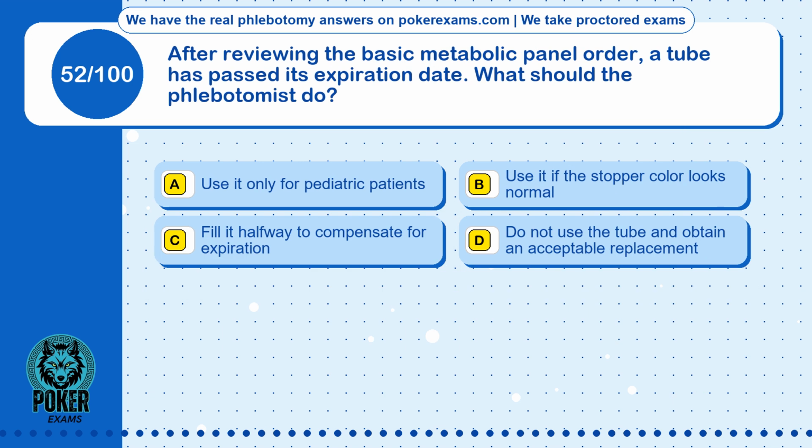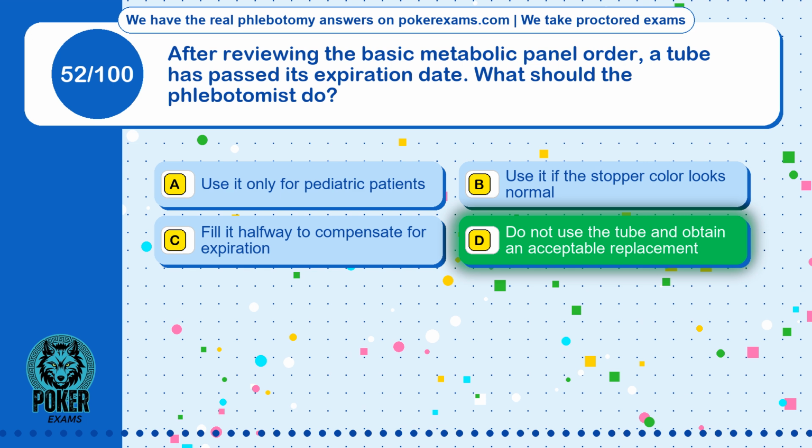Question 52. After reviewing the basic metabolic panel order, a tube has passed its expiration date. What should the phlebotomist do? Option A, use it only for pediatric patients. Option B, use it if the stopper color looks normal. Option C, fill it halfway to compensate for expiration. Option D, do not use the tube and obtain an acceptable replacement.